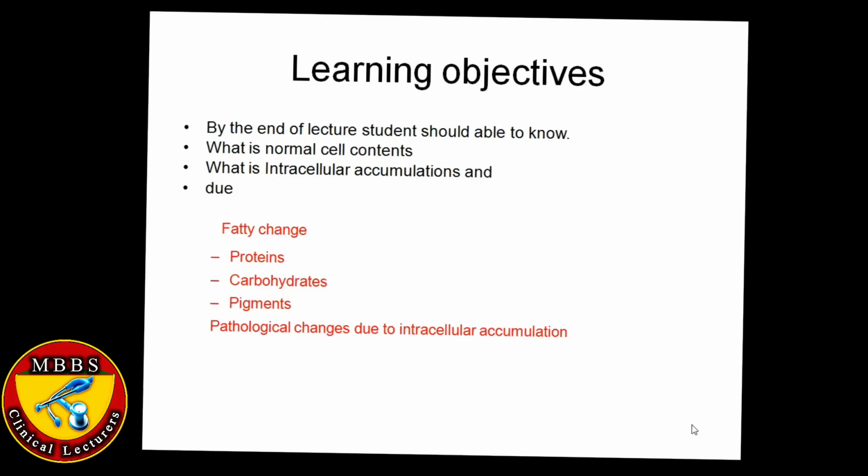When we finish this lecture, you should be able to know what the normal cellular content is, what intracellular accumulation is, which occurs due to fatty changes, protein metabolism changes, carbohydrate changes, and pigment involvement, and the pathological changes due to intracellular accumulation.